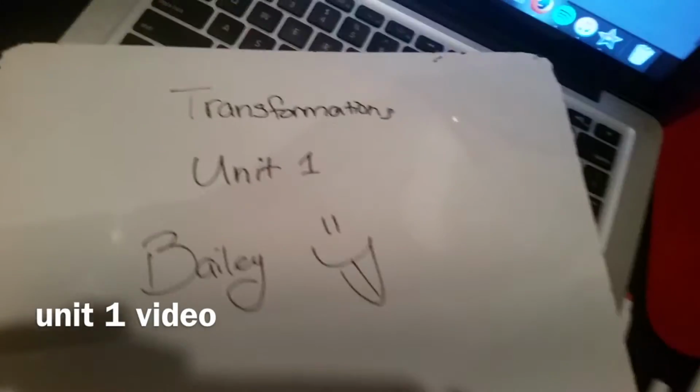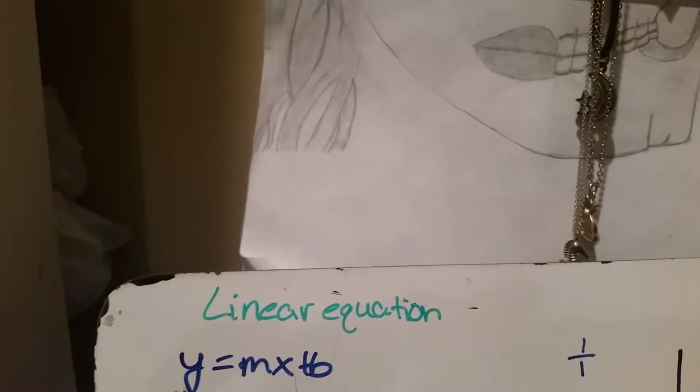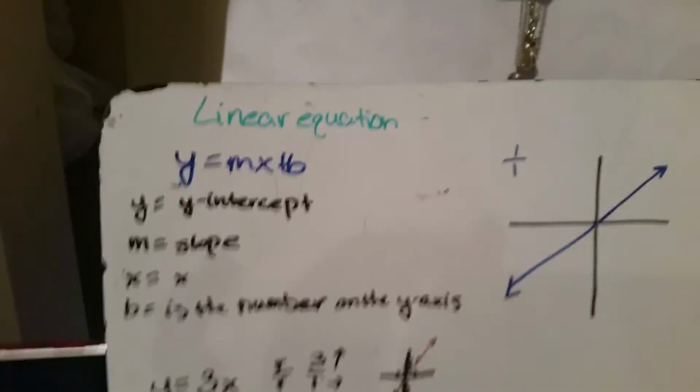So we're doing Transformations Unit 1 video by me. Right now we're going to be focusing on linear equations. The linear equation is y equals mx plus b, which is going to look like this when you graph it. First, we're going to say what each of them means.